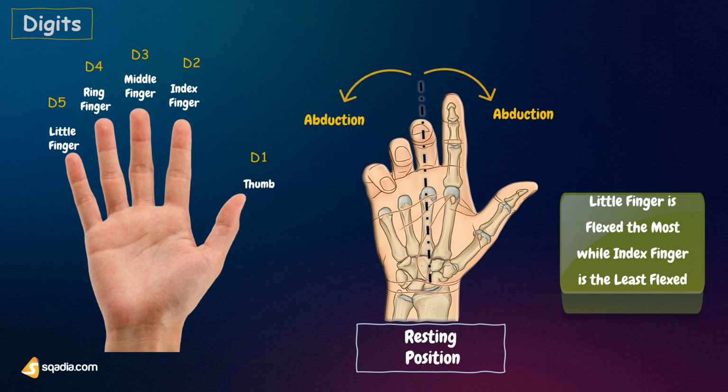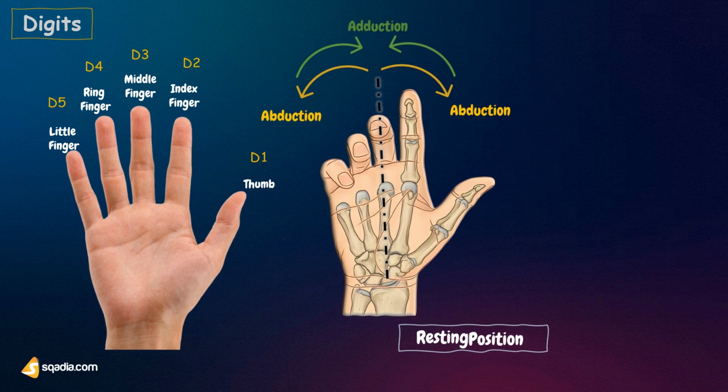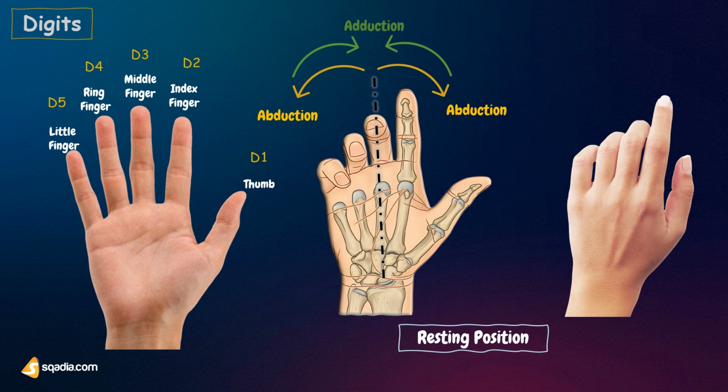Abduction and adduction of the fingers are defined with respect to the long axis of the middle finger. In the anatomical position, the long axis of the thumb is rotated 90 degrees to the rest of the digits, so that the pad of the thumb points medially. Consequently, movements of the thumb are defined at right angles to the movements of the other digits of the hand. This is what the hand looks like in a normal relaxed position.